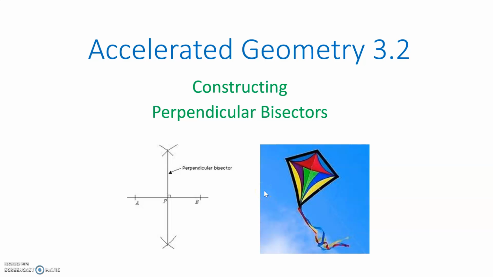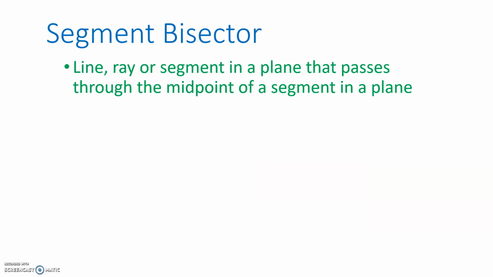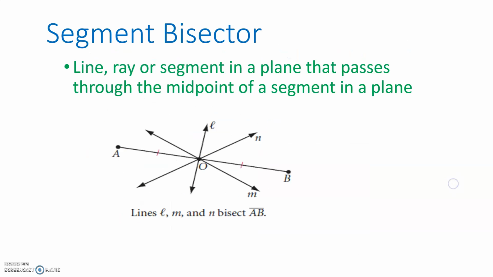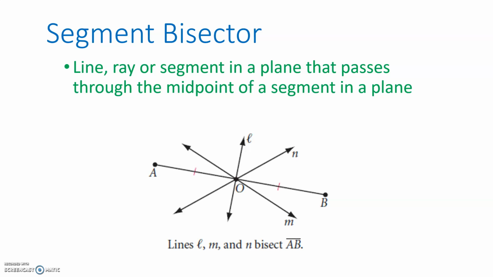This is Accelerated Geometry, Section 3.2, which has to do with constructing perpendicular bisectors. We start out with a definition of a segment bisector. A segment bisector is a line, ray, or segment in a plane, on a flat surface, that passes through the midpoint of a segment that is in the plane.